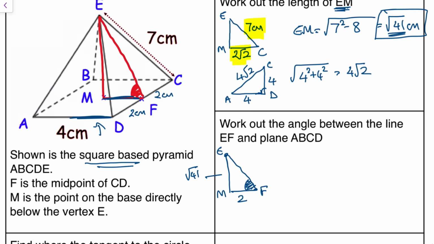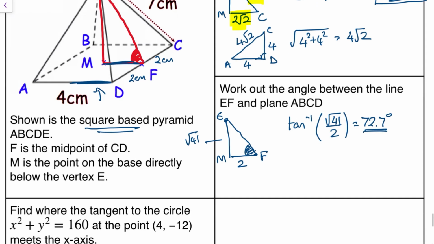I've got 2 sides. I've got 2 and root 41, which means I can use trigonometry, opposite, adjacent. So it's going to be tan minus 1 of opposite, root 41, over adjacent, which is 2. Calculator out. And that gives me 72.654 degrees. Now, checking, does it want any decimal places? It doesn't, so I'm just going to call that 72.7, is it? So 72.7 degrees. And question done. Next question.